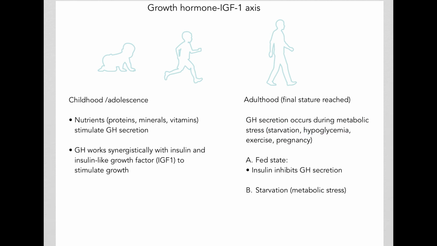So in an adult, during the fat state, insulin will inhibit growth hormone. So growth hormone secretion is inhibited during the fat state. However, during starvation, which is a metabolic stress, growth hormone secretion will increase. So let's look at the role of growth hormone during starvation.